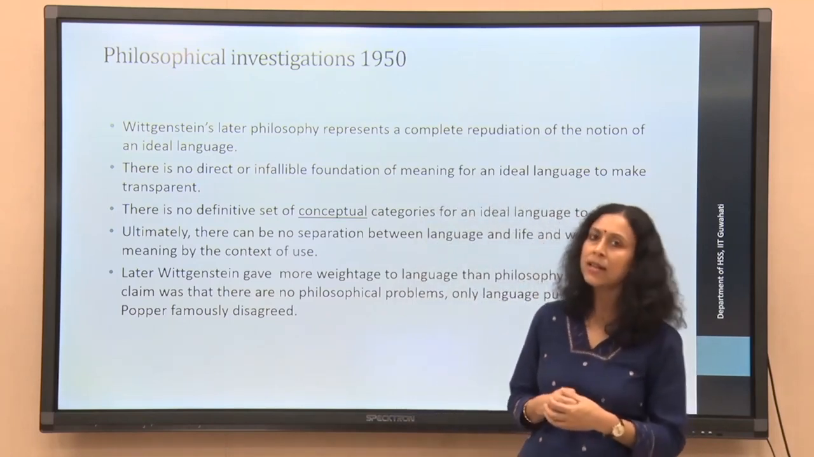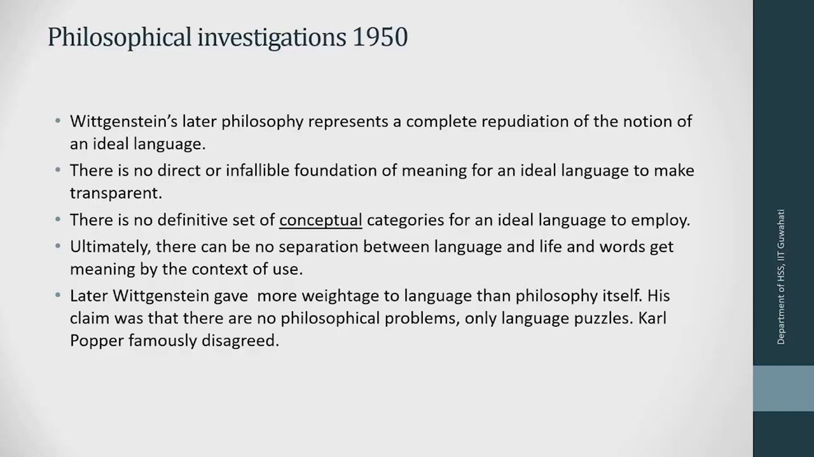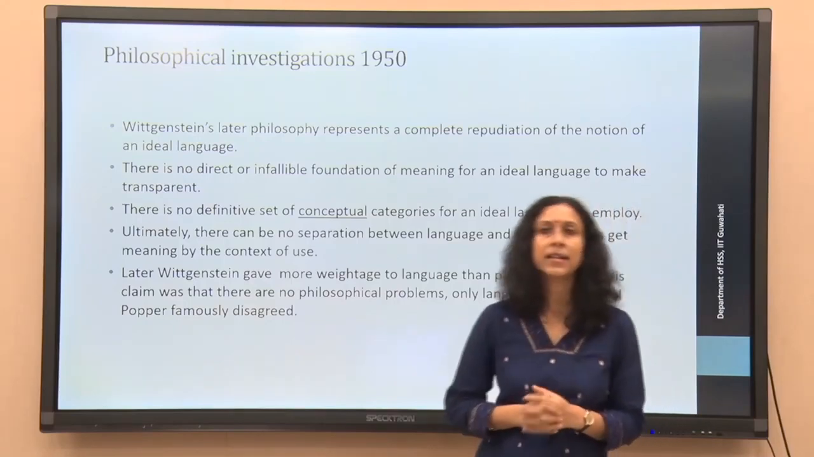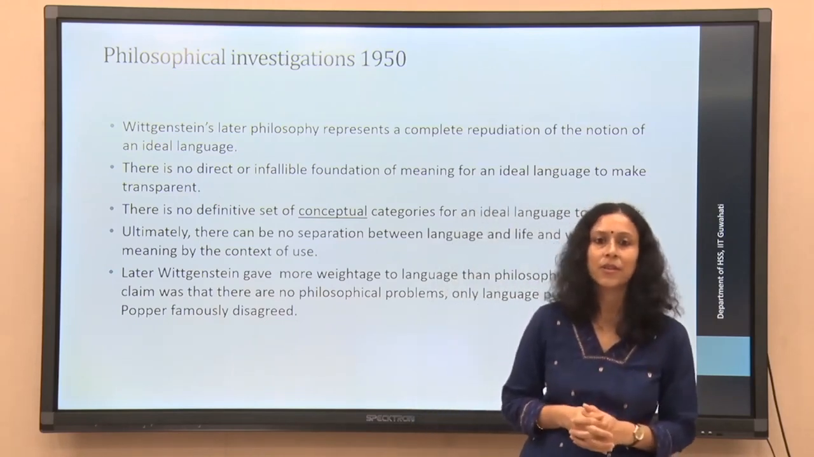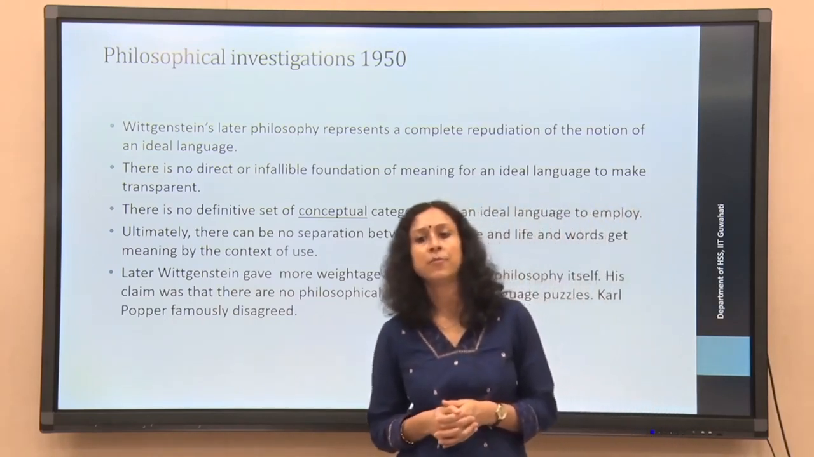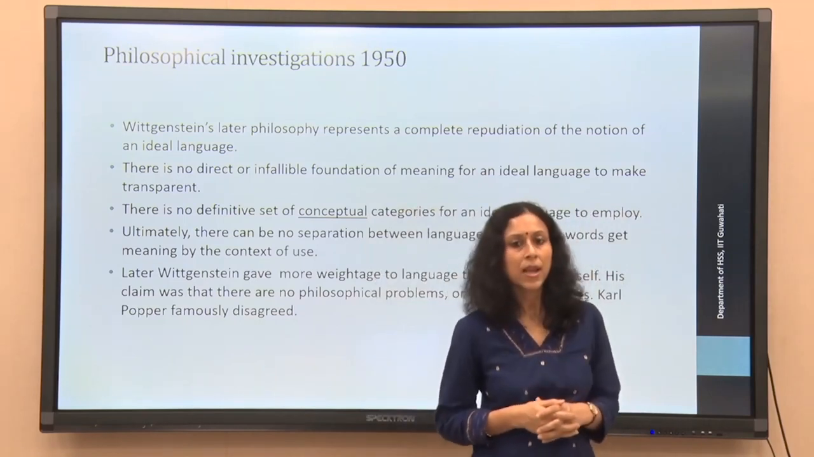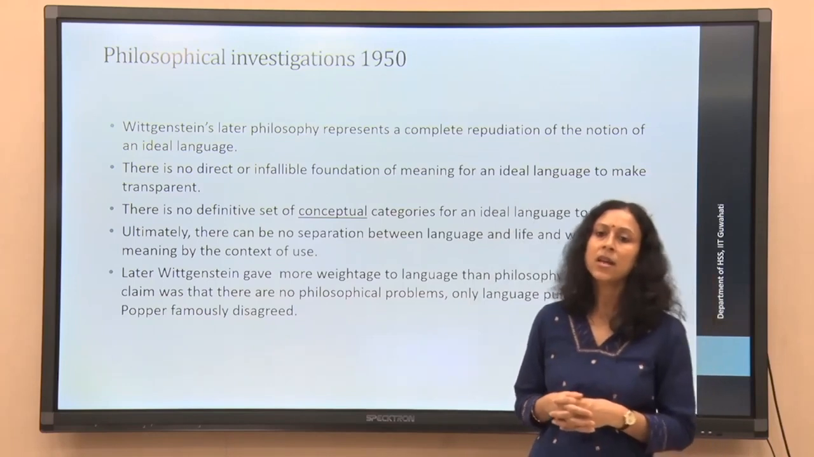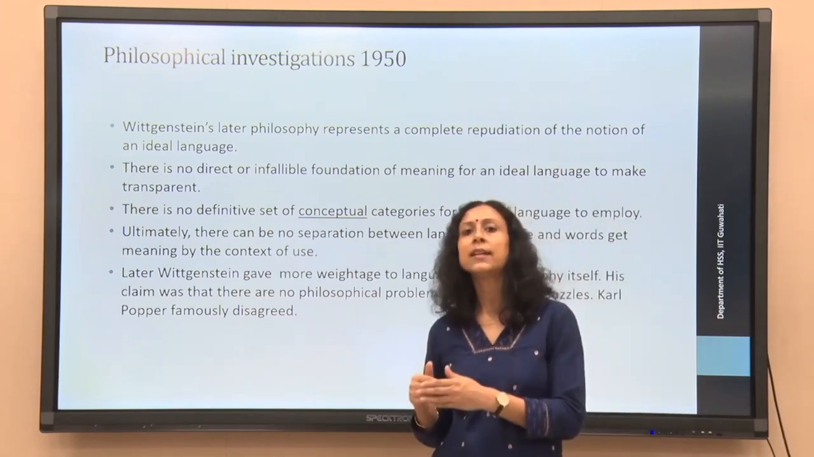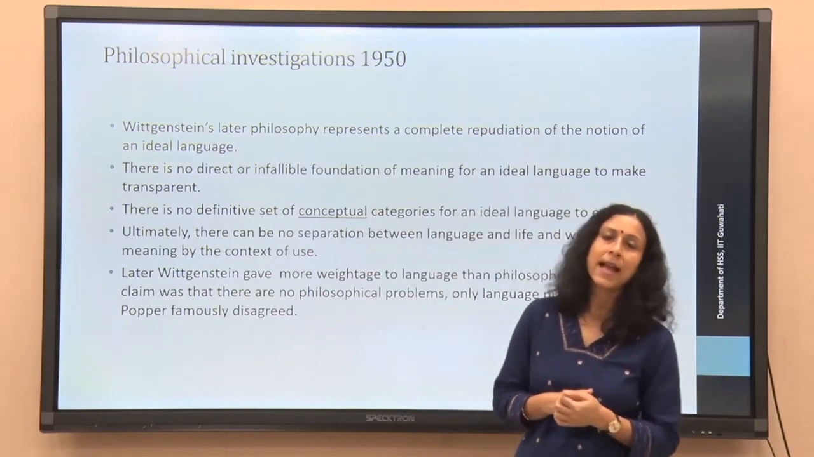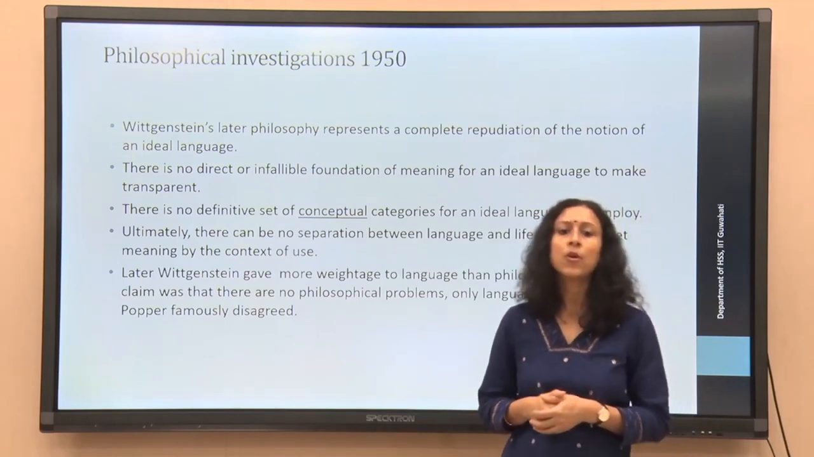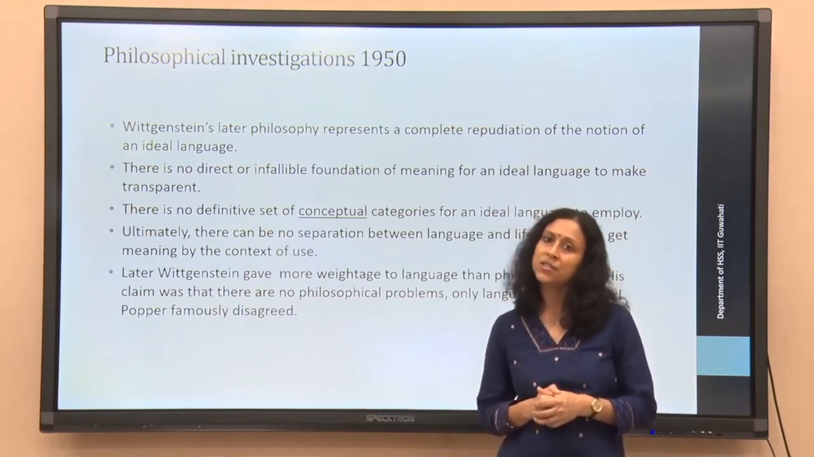So, initially he was talking about an ideal language that reflects the world as it is, there is no distraction, it is simply a picture that gives a picture of the world as it is factually, an ideal language, a kind of logical language. Now, he says there is no direct or infallible foundation of meaning for an ideal language to make transparent. There is a strong departure. There is no definitive set of conceptual categories for an ideal language to employ. So, there is no given world, there is no ideal conceptual category that the language simply can transfer as it is to the brain. Ultimately, there can be no separation between language and life, and words get meaning by the context of use, which he initially rejected.